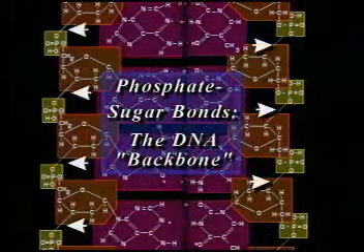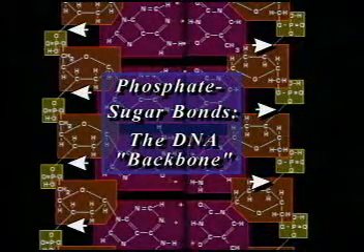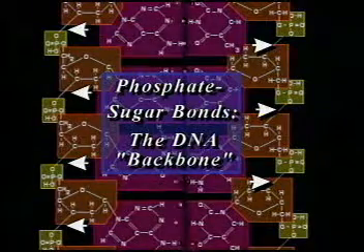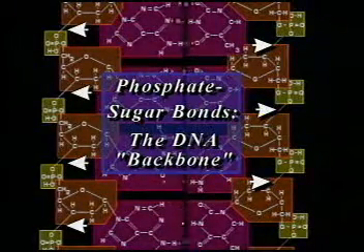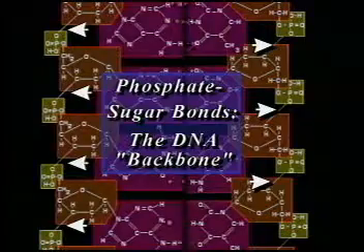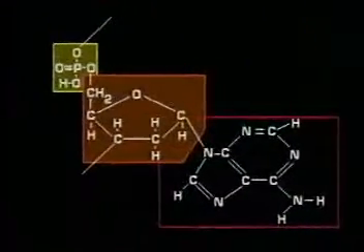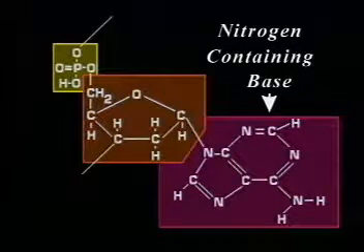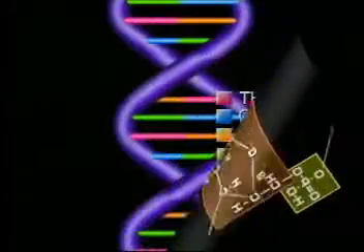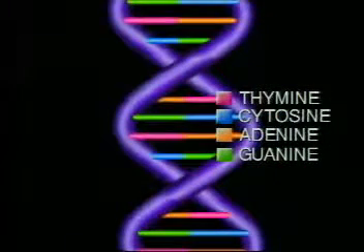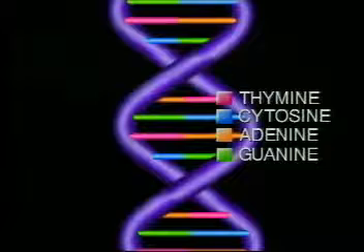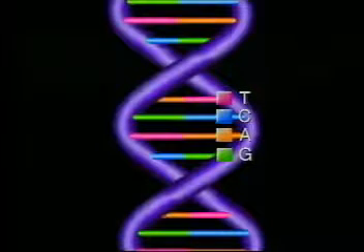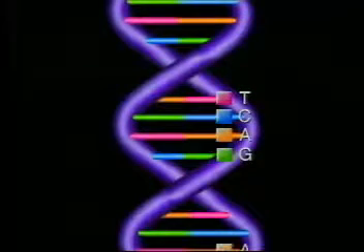Individual DNA subunits in a strand are linked together by strong chemical bonds between their phosphate and sugar groups. These bonds form the backbone of the DNA molecule. Each of the 4 DNA subunits possesses a nitrogen-containing base. The chemical names of the bases are thymine, cytosine, adenine, and guanine, abbreviated T, C, A, and G.